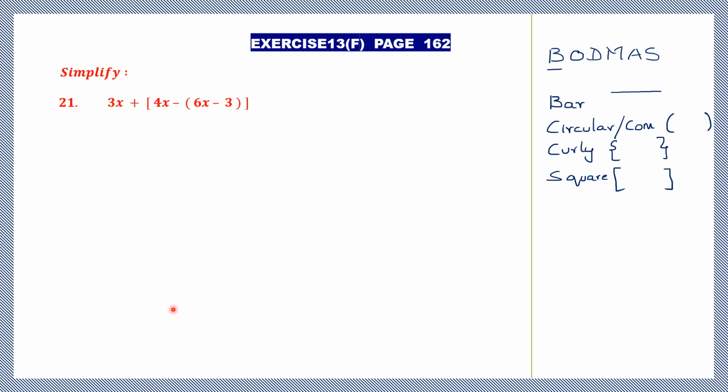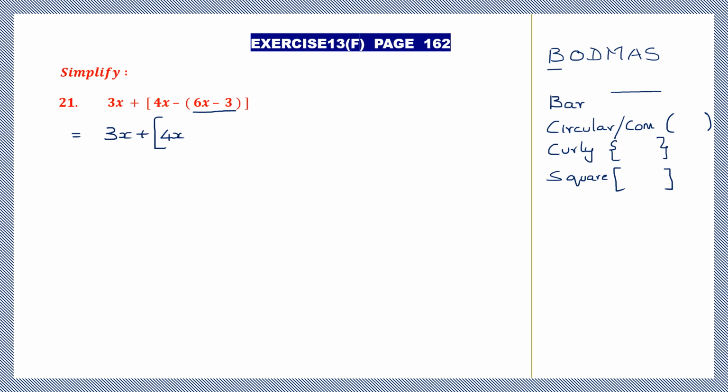So now let's go back to the question. So here you can see square brackets and the common brackets. So according to BODMAS, you have to open the common brackets first. So let's begin this. 3x plus, now the square bracket, we're going to leave it as it is. Then we're going to open or remove the common brackets.